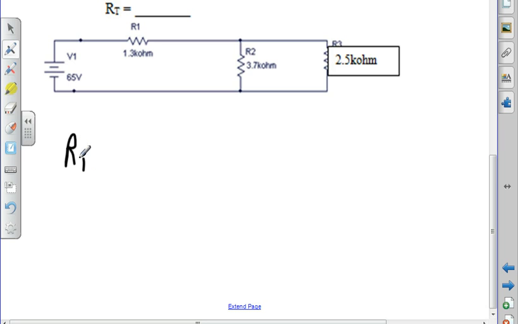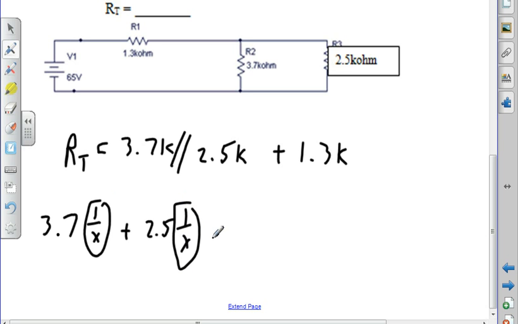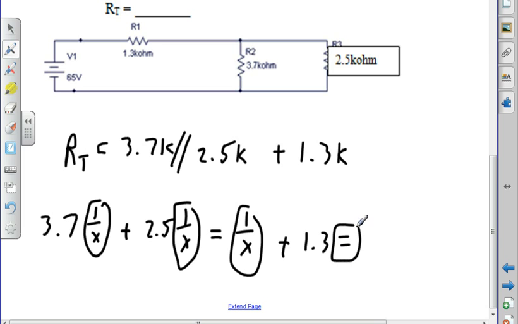So resistance total is 3.7K in parallel with 2.5K plus 1.3K. So I go to my calculator. I'm going to be in K when I get done, so I can drop the K in my calculator altogether. 3.7, 1 over x, plus 2.5, 1 over x, equals, 1 over x, plus 1.3 equals, and then I'll write down what my resistance total is.